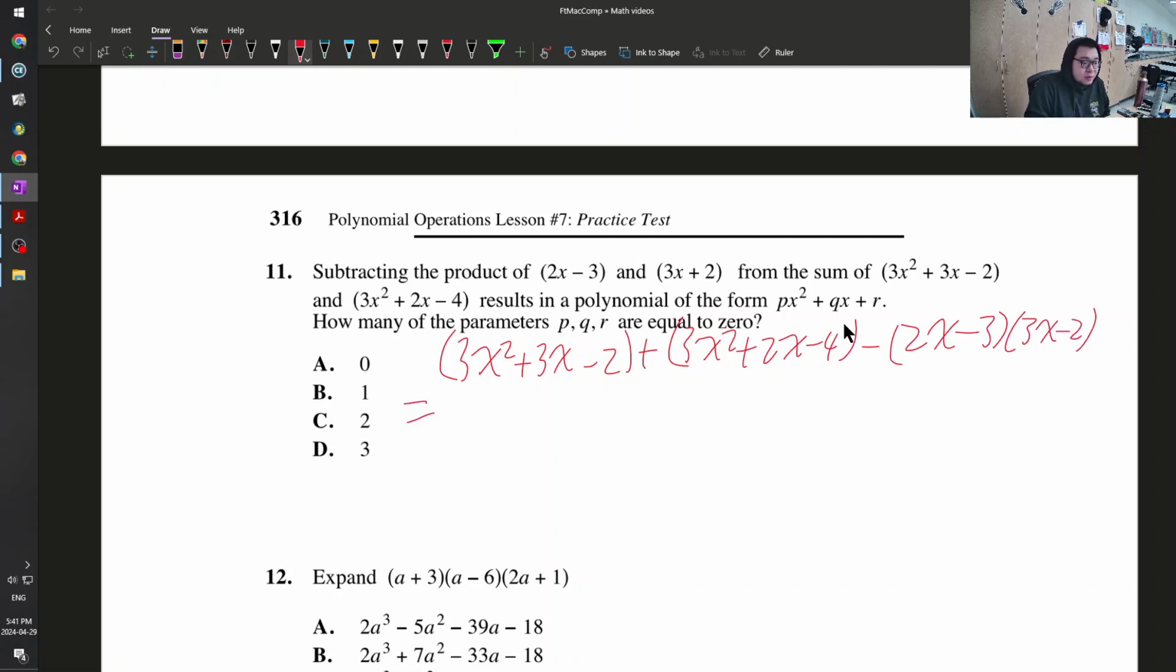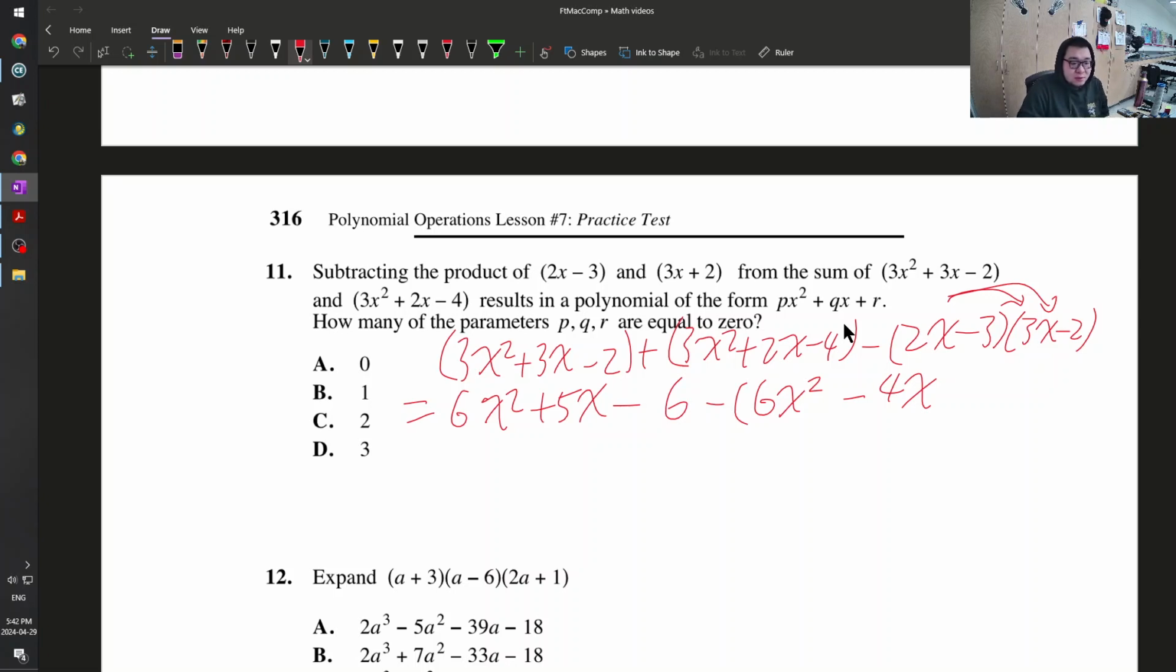So let's add these together. We get 6x squared plus 5x minus 6. Let's expand this, but keep it in brackets. So 2x times 3x is 6x squared minus 4x.